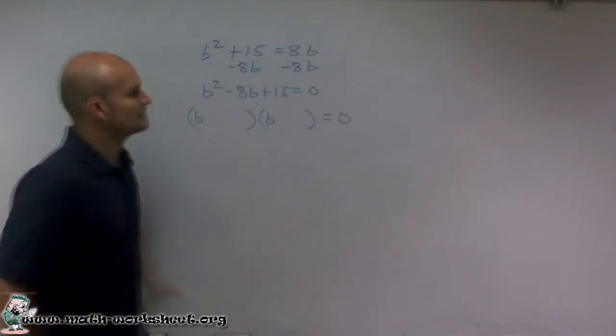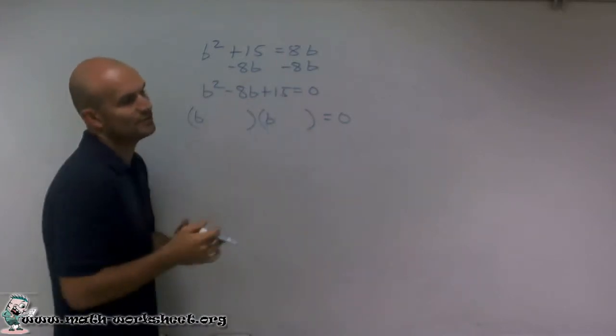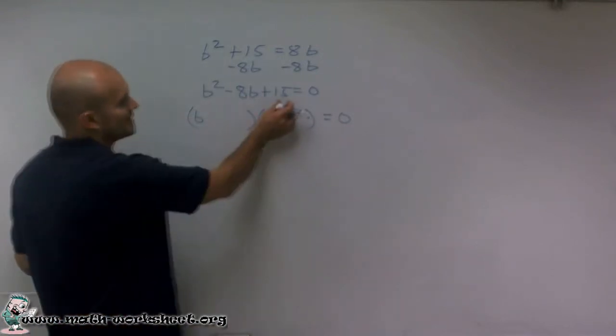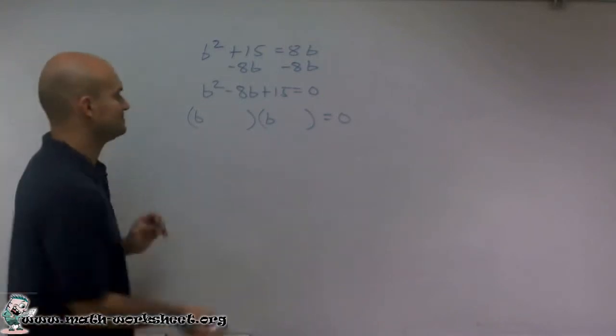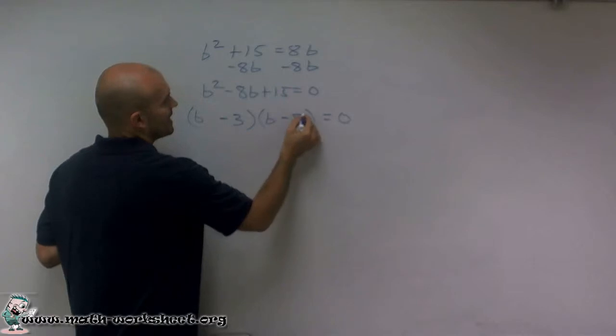Then I need to look at the last two numbers. If you remember, if you were to think about FOILing, these last two numbers multiply to give you your last number of the quadratic. Well, what two numbers multiply to give me 15, but then add to give me negative 8? Well, those two answers could be b minus 3 and b minus 5.